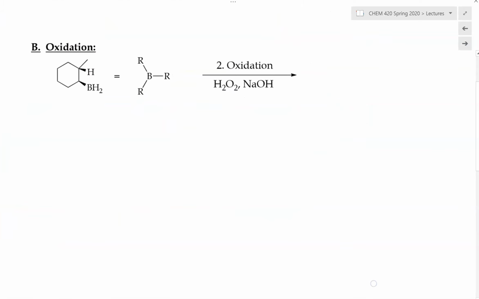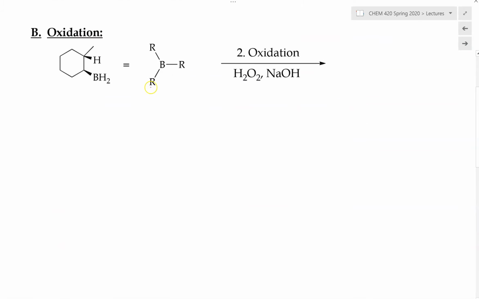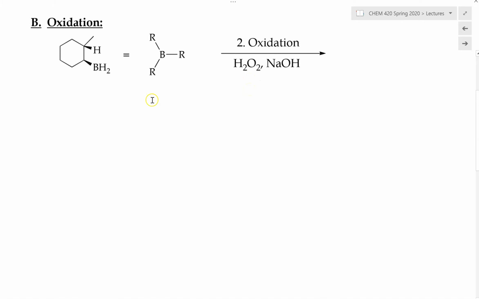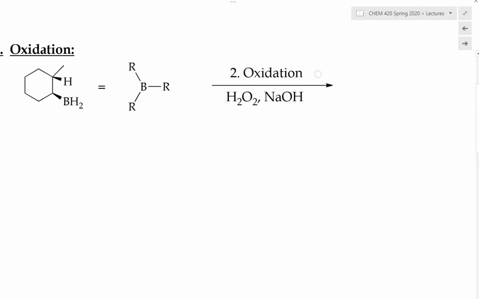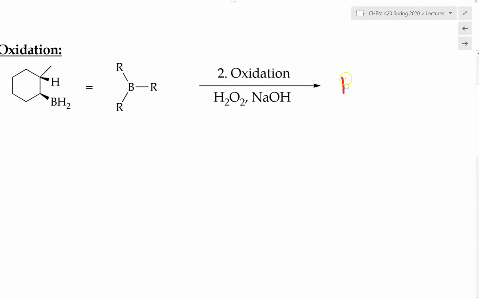And on the second step, we would then be taking this reagent right here and reacting it with hydrogen peroxide. And this step right here is called the oxidation step. And in this oxidation step, the product that we'll be producing is as follows. So the OH group is replacing this BH2 group right here and producing our alcohol.